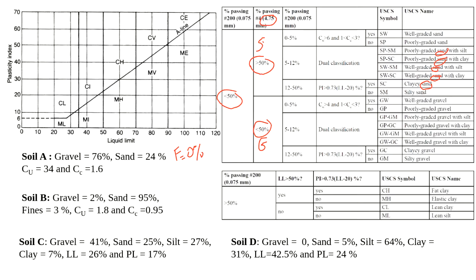Next step is we look at the amount of fines again. We have 0% fines, so it's going to be from 0 to 5%. And now, same thing as we did for the other classification system, we'll look at the soil gradation. So we just need to answer this question: do we have Cu more than 4? Yes. Do we have Cc in the range from 1 to 3? Yes. So in this case, the answer is yes, and the classification is GW. So you'll see it's actually the same classification as we got using the other classification system.